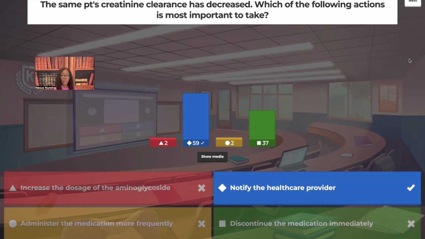But if you see adverse effects, you withhold medication, but you cannot change the dosage. You'll be stepping out of your scope of practice. So that cannot be right. That can never be the answer.